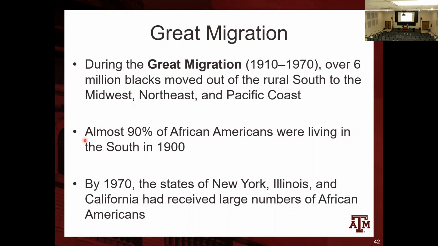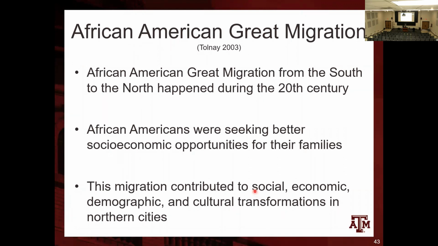A historical migration flow that happened within the US is called the Great Migration. During the Great Migration between 1910 and 1970, over 6 million African Americans moved from the rural South areas to the Midwest, Northeast, and Pacific coast, right? So almost 90% of African Americans were living in the South in 1900. By the end of this period, by 1970, the states of New York, Illinois, and California had received large numbers of African Americans. So African American Great Migration from the South to the North happened during the 20th century.